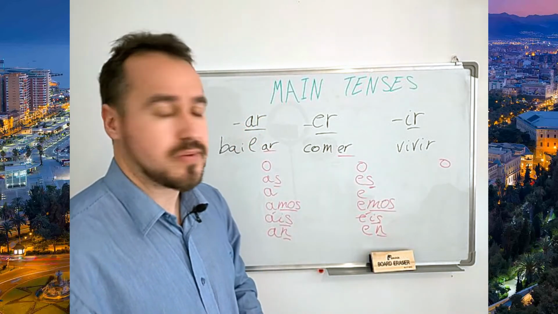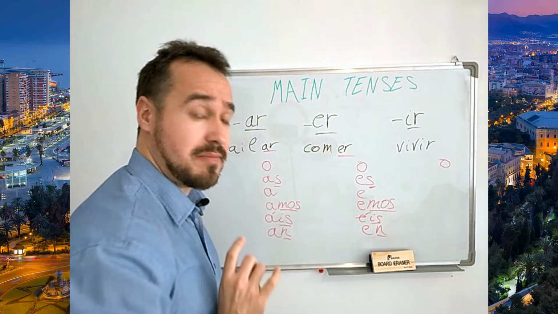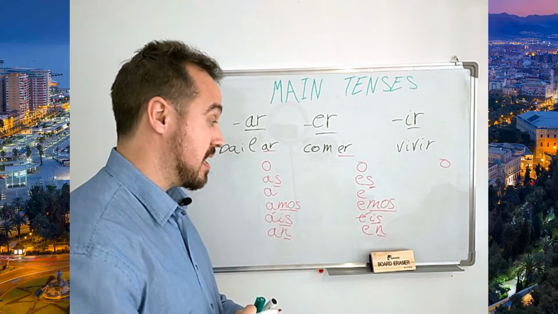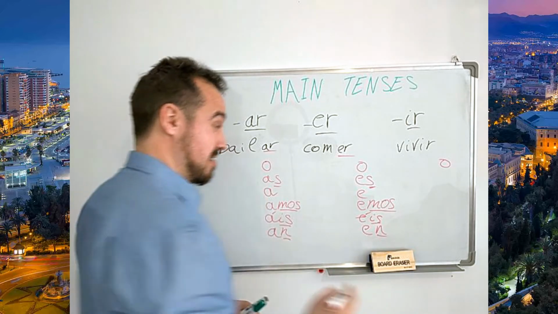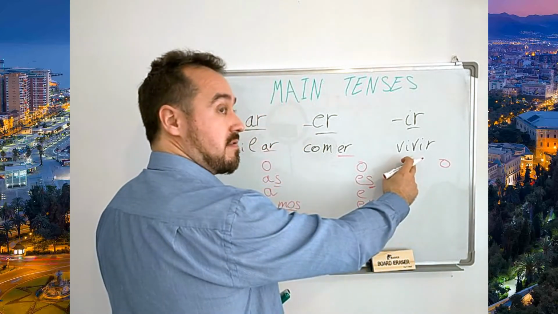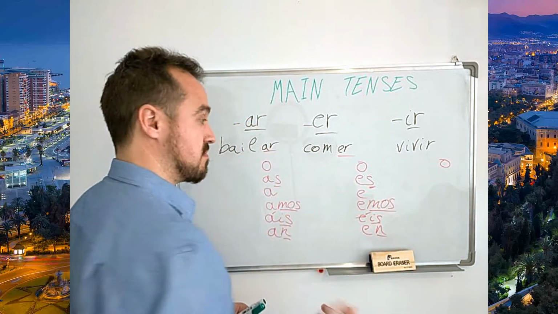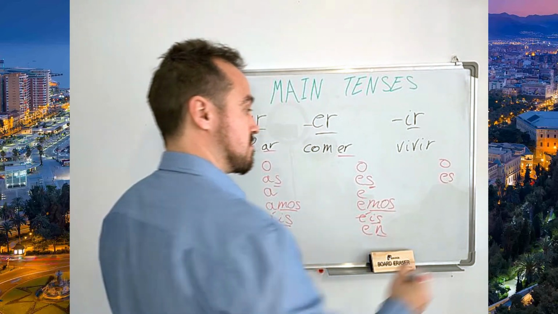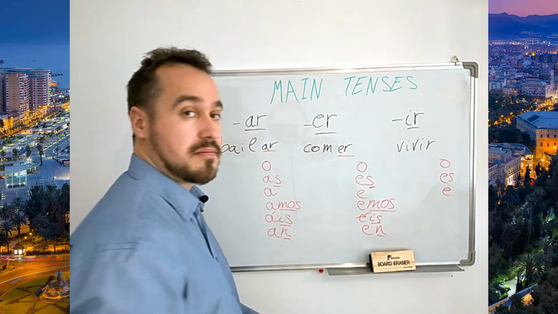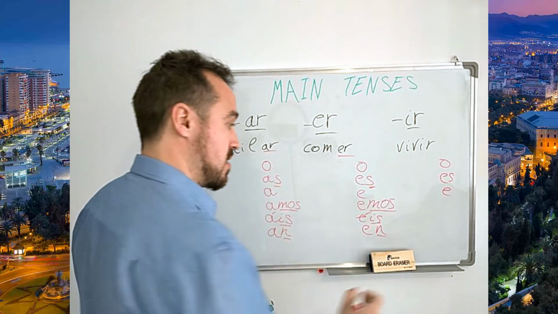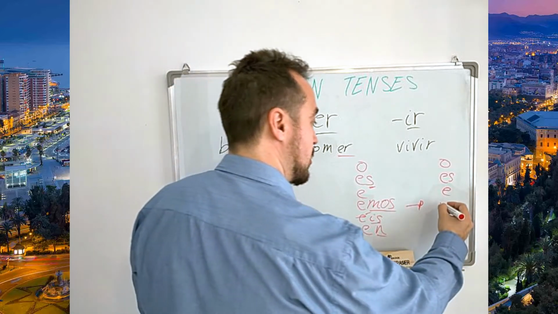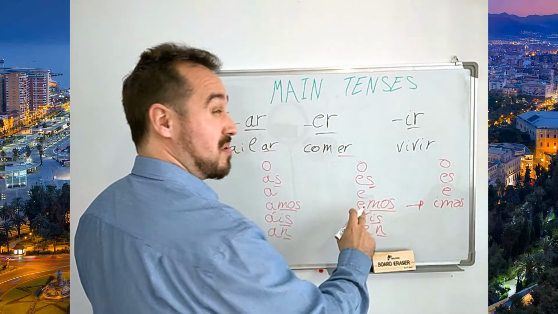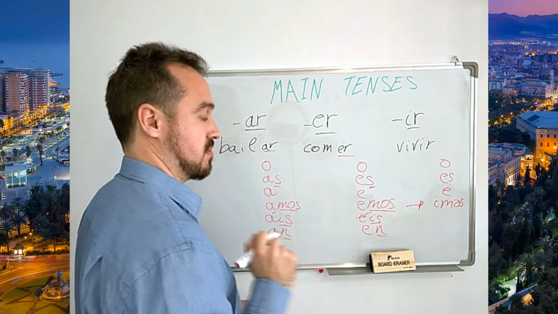Now let's talk about the last one. These two are very, very similar. Basically the same. There are a few changes you're gonna see. So vivir, to live, vivo, same, vives is the same, vive, the same. Now there's gonna be a little change.